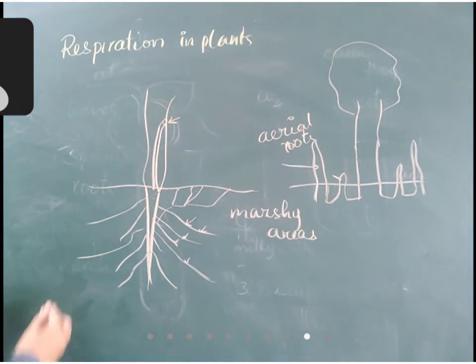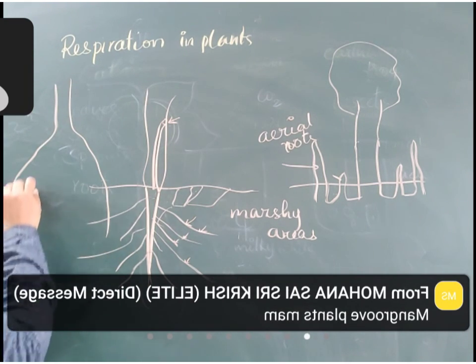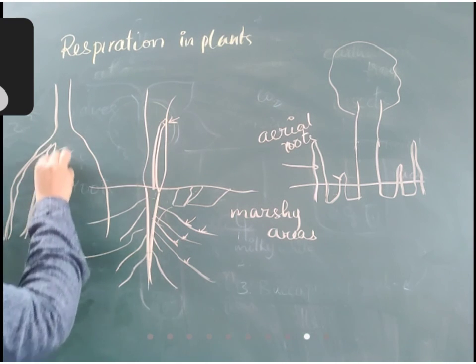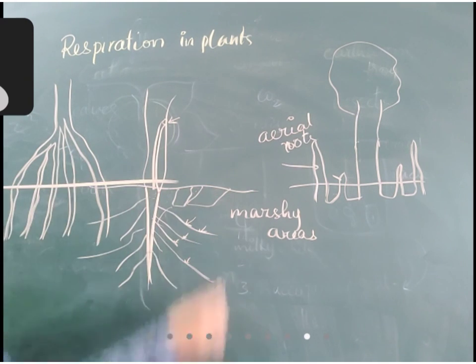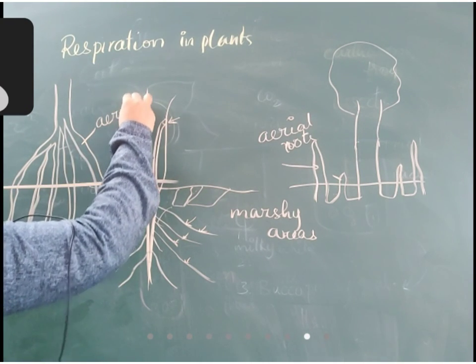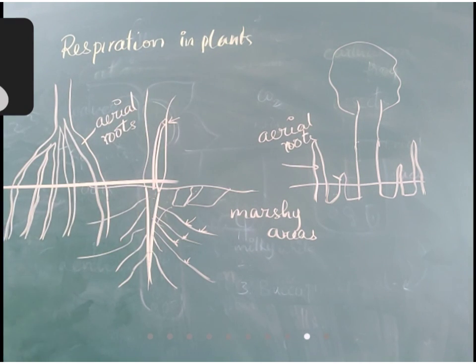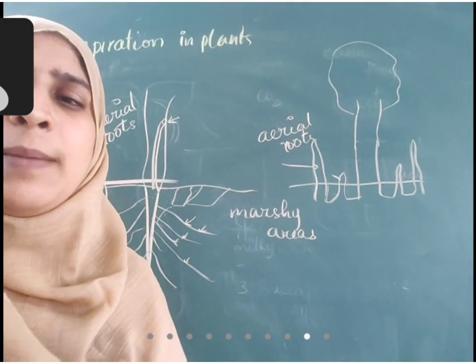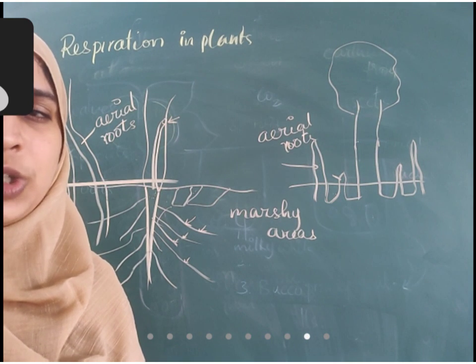Some of the plants like cypress plants have roots like this. Part of the root will grow above the soil and this part will help in aerial respiration. These are also called aerial roots. So plants have different ways to take air into their body, but respiration is important for plants also, like animals. Plants also require respiration. Okay, children, that is a complete discussion on respiration.